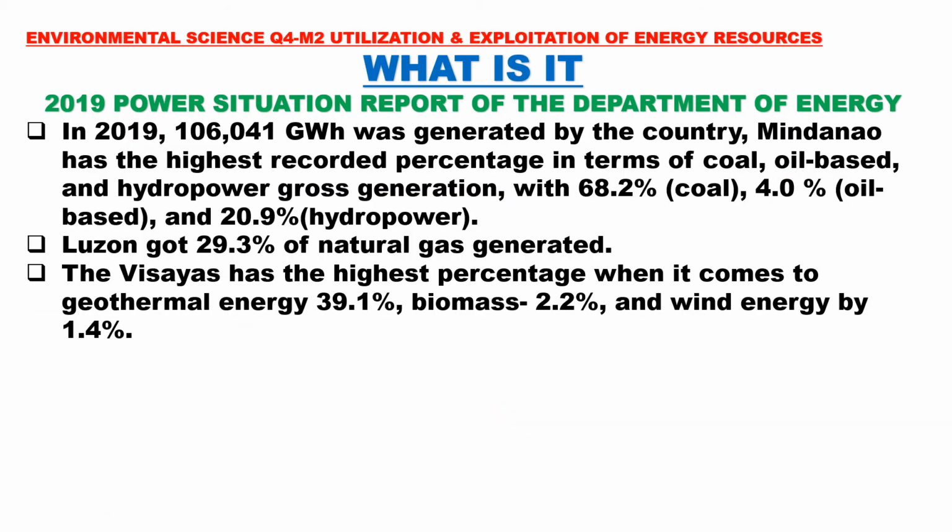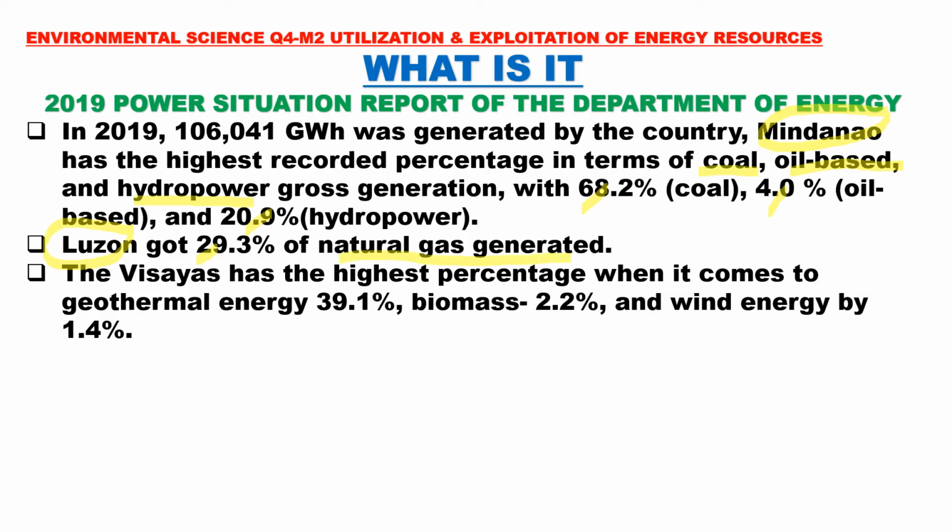In 2019, 106,041 gigawatt-hours was generated by the country. Mindanao has the highest recorded percentage in terms of coal, oil-based and hydropower gross generation, with 68.2% for coal, 4.0% for oil-based, and 20.9% for hydropower. Luzon got 29.3% of natural gas generated.